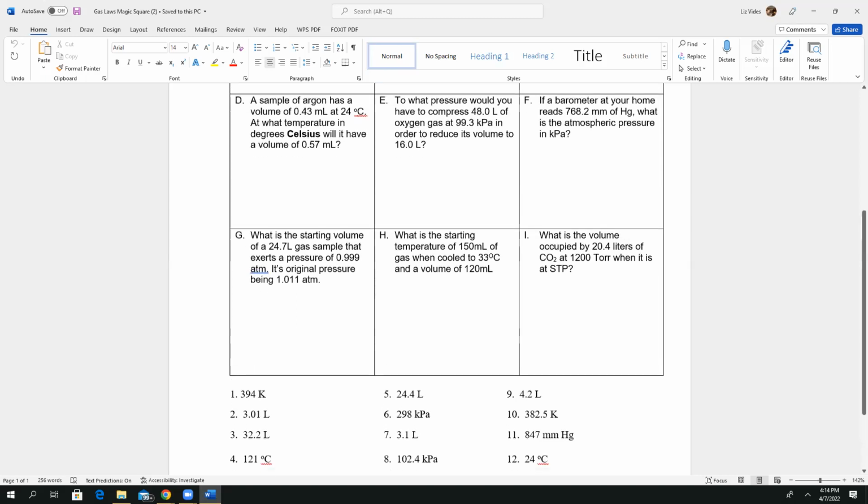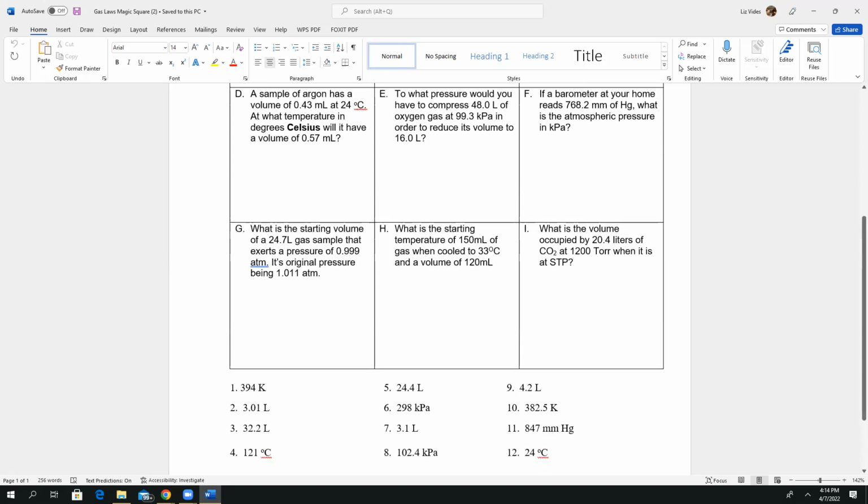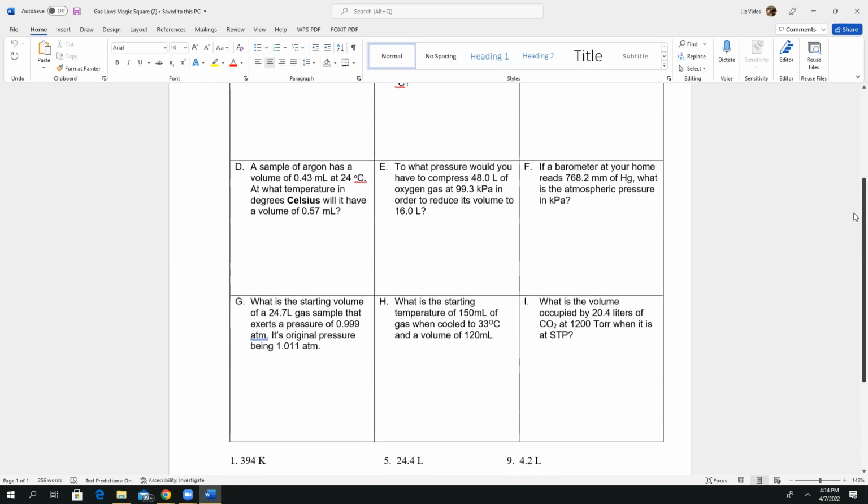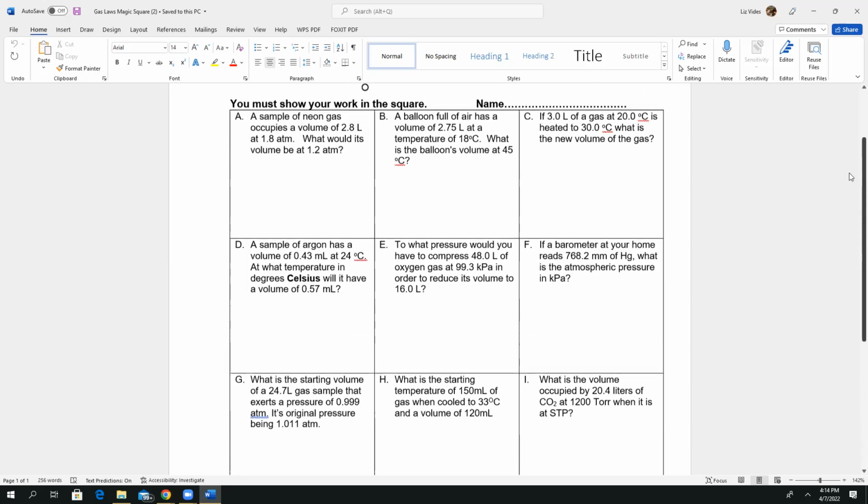All right. You go ahead and complete it over the weekend, and we'll look at it next time, and we'll go on to ideal and combined gas laws.